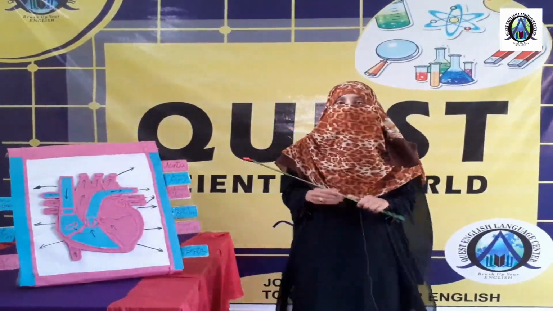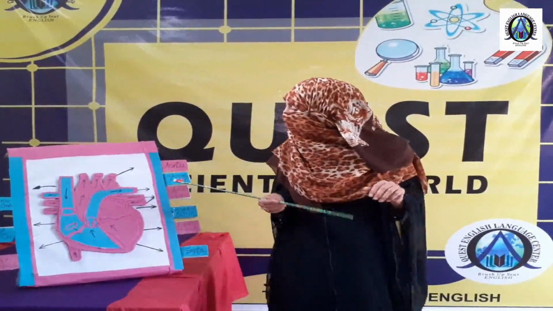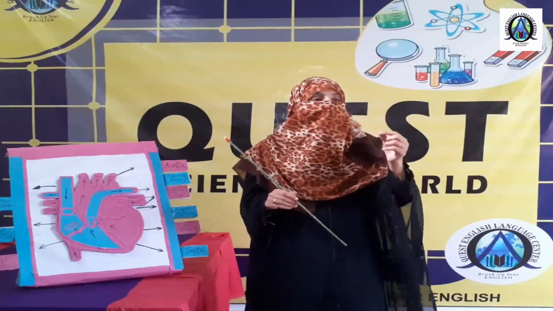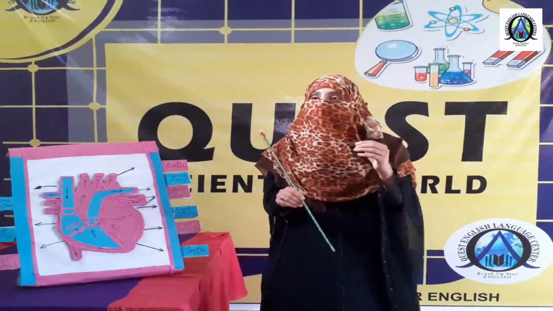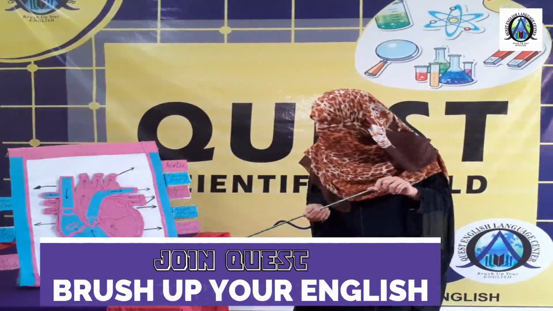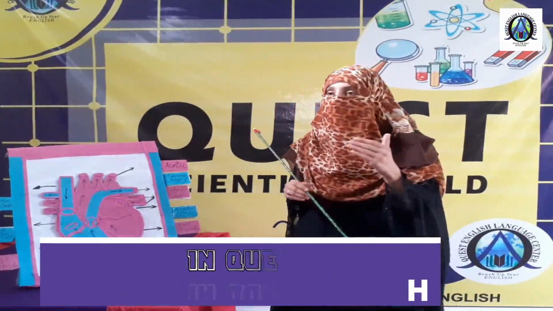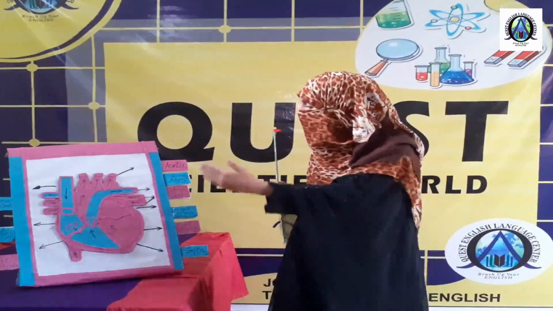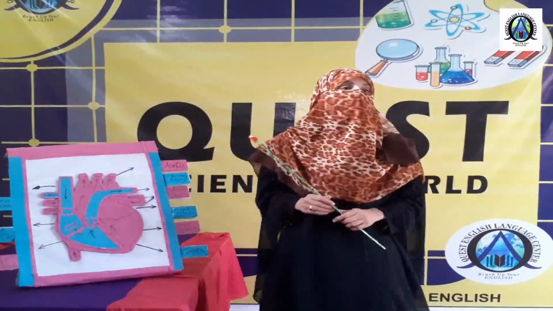In the last, I would like to say that if we talk about a normal human, the normal human heartbeat is 72 times per minute. And then next we have the septa. The septa is basically a wall which separates the right and left sides of the heart.